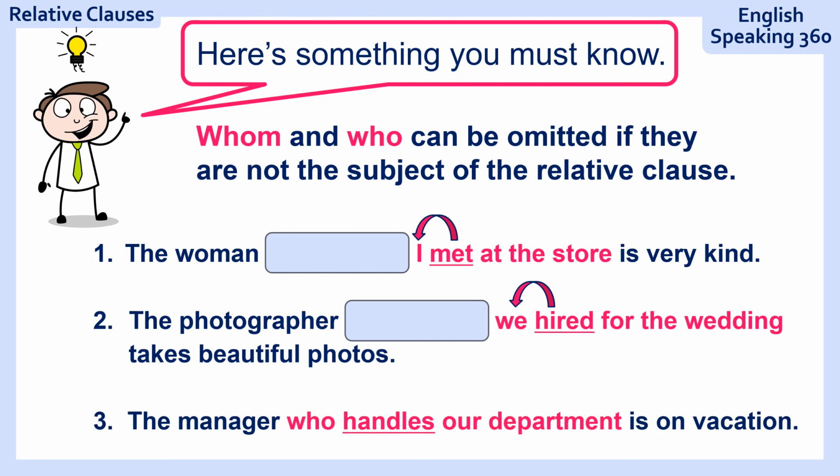But watch out. Here's a good example. The manager who handles our department is on vacation. Now, who handles our department? The answer is the manager. And who in the relative clause is referring back to the manager. So who is the actual subject of the relative clause, and it cannot be omitted. You need who in this sentence. You cannot skip it.